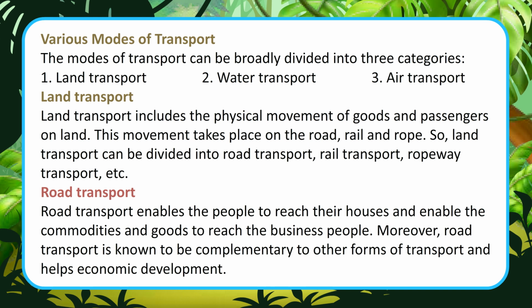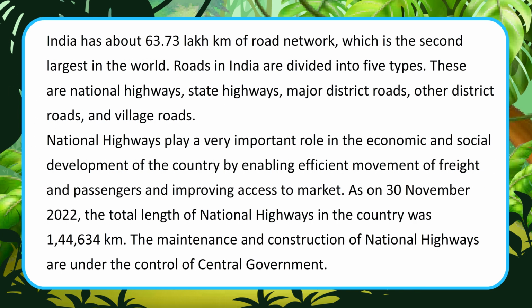Road transport. Road transport enables the people to reach their houses and enables the commodities and goods to reach the business people. Moreover, road transport is known to be complementary to other forms of transport and helps economic development. India has about 63.73 lakh km of road network, which is the second largest in the world. Roads in India are divided into 5 types. These are national highways, state highways, major district roads, other district roads, and village roads.